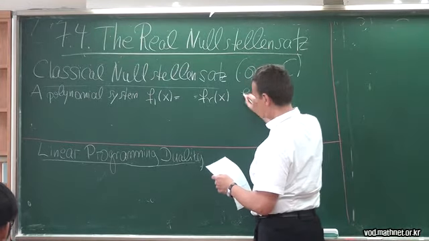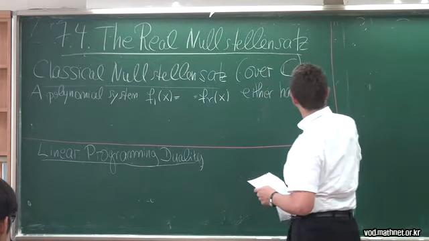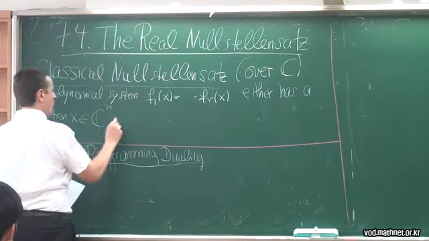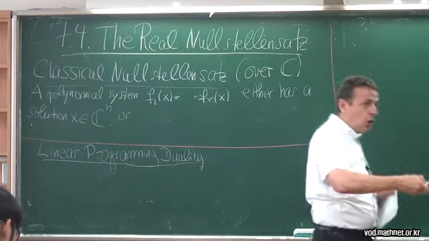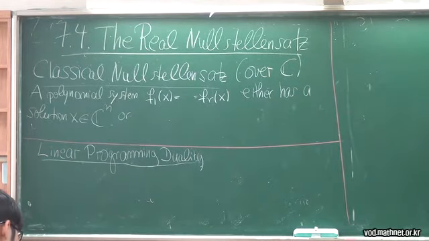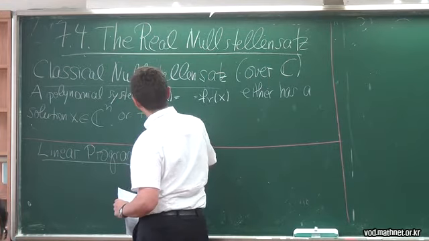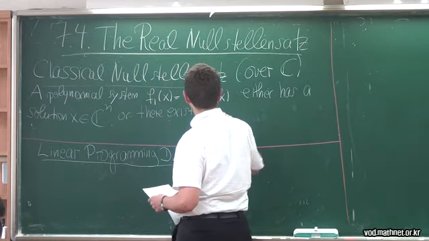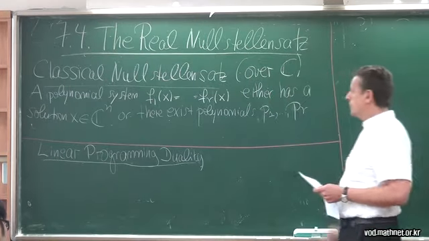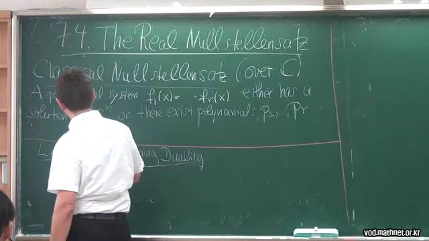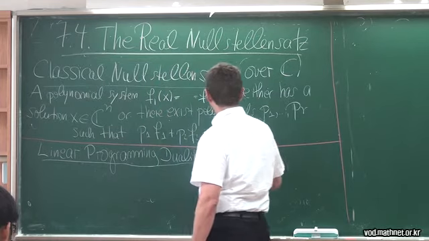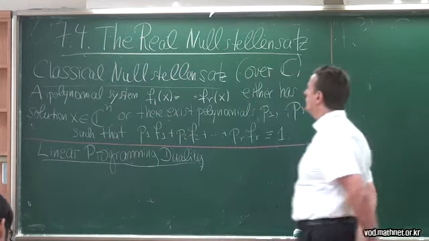In n variables, it either has a solution, or there exists a witness that proves to you that there's no solution. The witness in this case can be phrased as follows. There exist multiplier polynomials P1 up to PR such that P1 F1 plus P2 F2 up to PR FR is identically 1. It's the one polynomial.